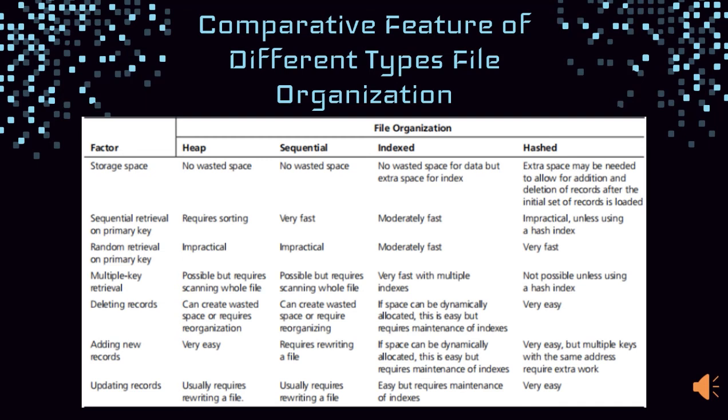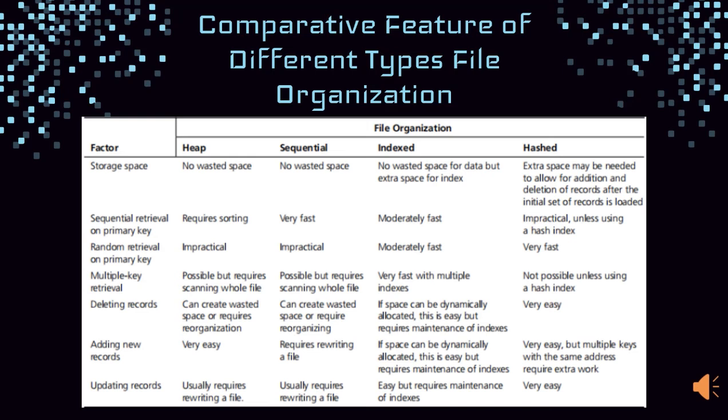The next factor is deleting records. For heap, it can create wasted space or require reorganization. For sequential, it can create wasted space or require reorganizing. For index, if space can be dynamically allocated, this is easy but requires maintenance of the index. For hash, it's very easy. The next factor is adding new records. For heap, very easy. For sequential, requires rewriting the file. For index, if space can be dynamically allocated, this is easy but requires maintenance of the index. For hash, it is very easy, but multiple keys with the same address require extra work.